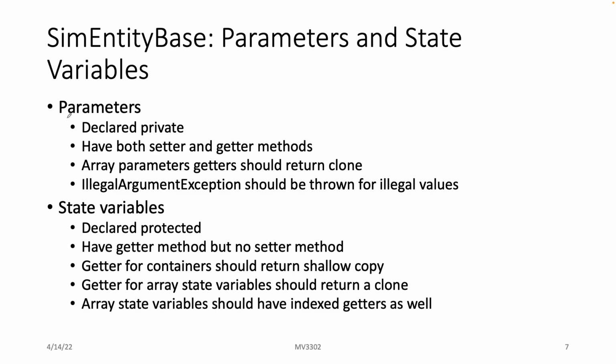Programming is a challenging activity. Translating from an event graph model into a SimKit model is actually almost a mindless activity. Not too mindless, though. Parameters: we've talked about how event graph components have parameters and state variables. In a SimKit model, we declare the parameters to be private, and they have both setter and getter methods. If we have an array, it should return a clone. If it's a container, as we've seen, it should return a copy.